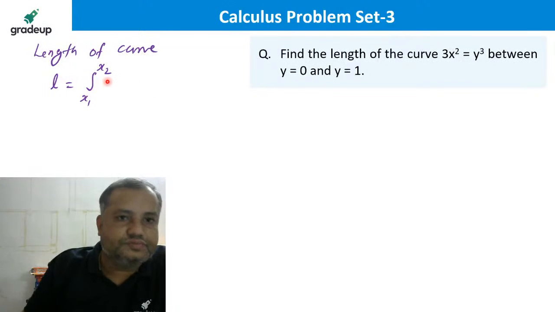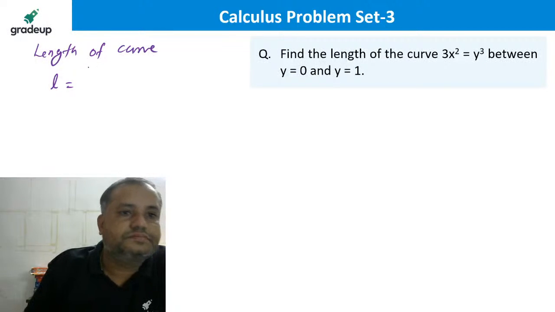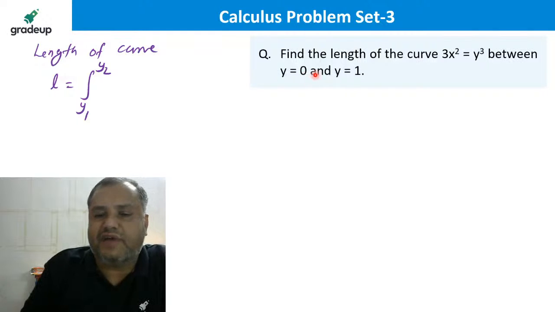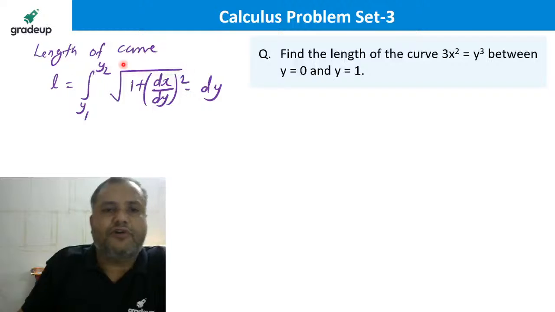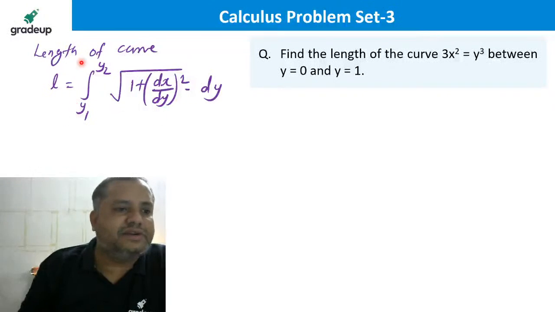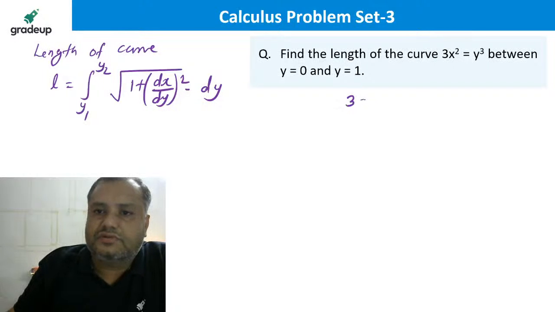So x1 to x2. Then this should be y1 to y2 because the limits are given in terms of y. Limits are given in terms of y equal to 0 and 1. Under root 1 plus dx by dy whole square dy. This is the formula to calculate the length of arc if the limits are given in terms of y. So here 3x square equal to y cube.